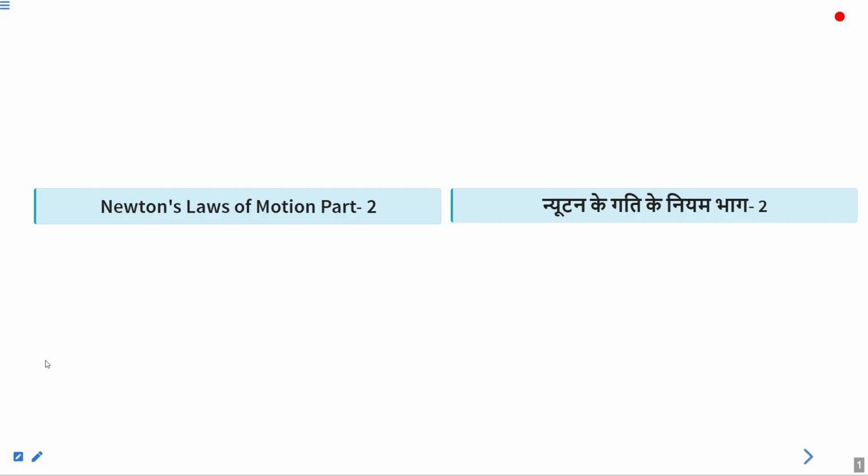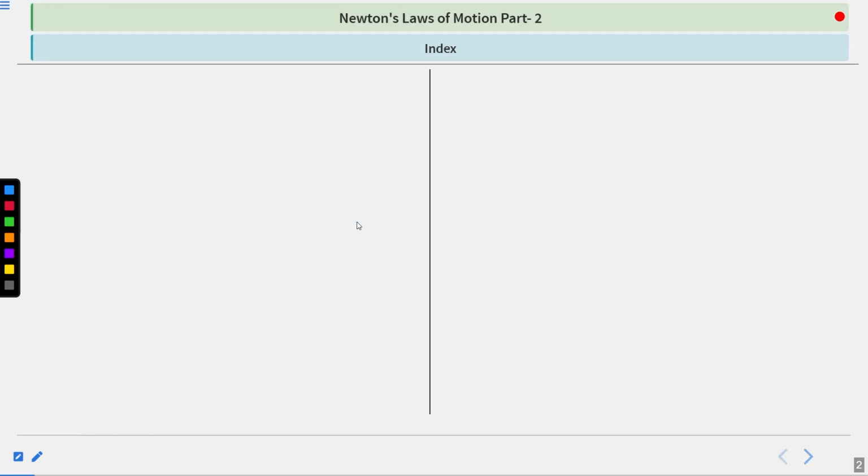So students, as we know, in the previous lecture we had started our discussion over Newton's laws of motion, and that was our part 1. In this lecture, part 2, we are going to continue. In the previous one we had talked about Newton's three laws of motion and the application of impulsive force. In this lecture we are going to talk about the fundamental forces in nature, and at last we will see the summary of all of this.